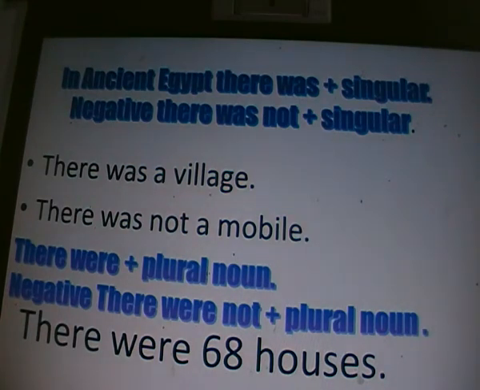Okay. There were 68 houses. So the plural of house is houses. Okay. There weren't cars. In the past there weren't cars. So there were كان موجود للجمع, and there weren't لم يكن هناك للجمع.